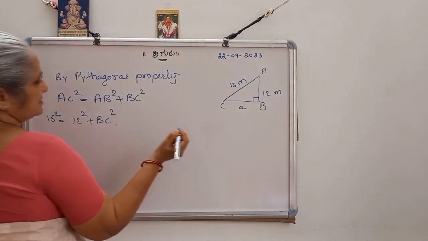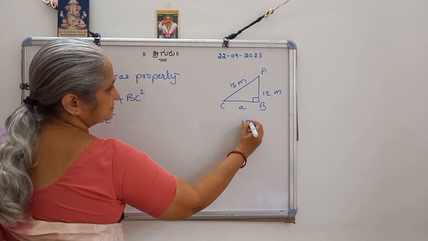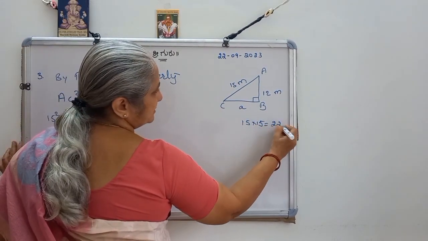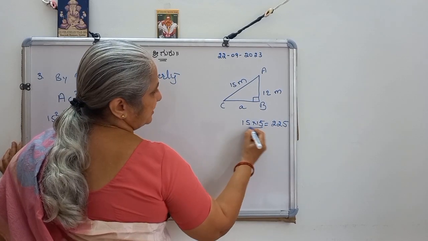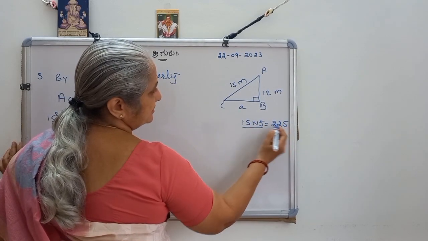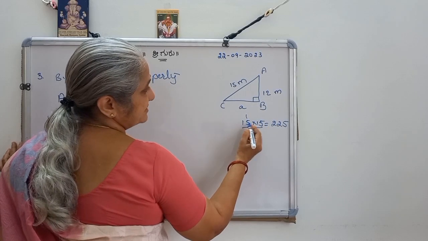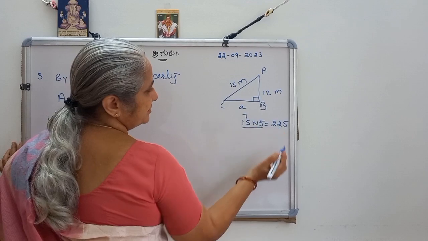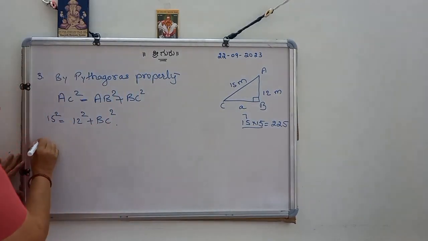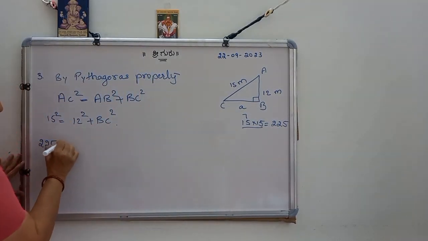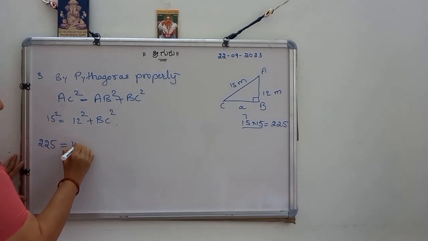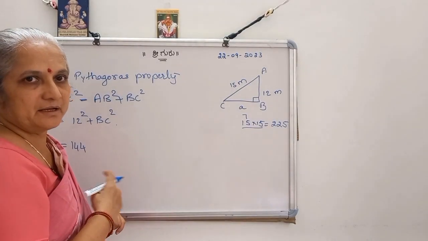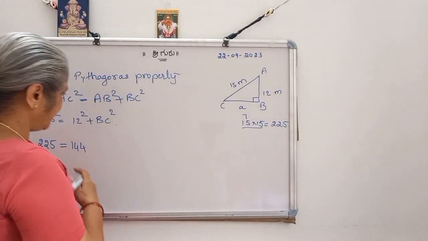15 into 15 is 225. You can multiply, okay? 15 ones are 15, 1 carry. 15 fives are 75, 7 carry. 15 ones are 15 plus 7, 225. Be perfect with the tables, children. And 12 square is 144. Just now, in earlier examples, we have found it.